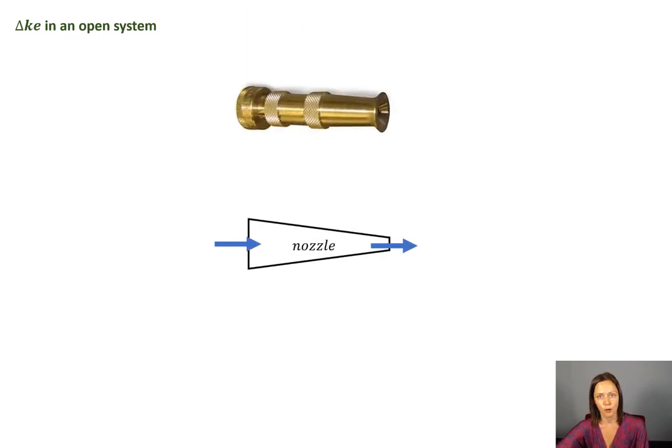All right, so now let's look at the change in kinetic energy in an open system. You're probably familiar with a garden hose nozzle, right? So here we've got a nozzle. We'll talk about nozzles quite a bit as we go on in the semester, but what you've got is fluid coming in and fluid going out, and the fluid going out is going out faster than it's going in, right? And I might be interested in how that flow changes, maybe specifically how much the velocity changes from the inlet to the outlet.